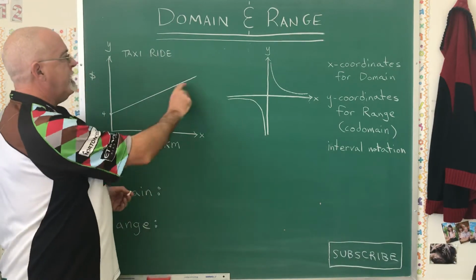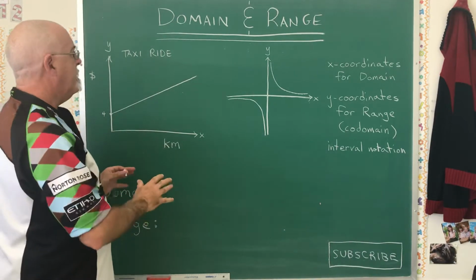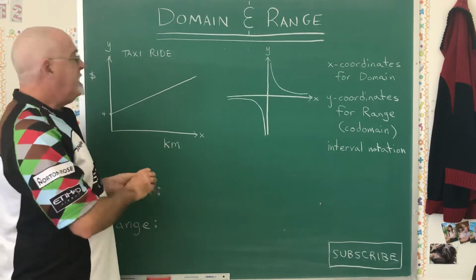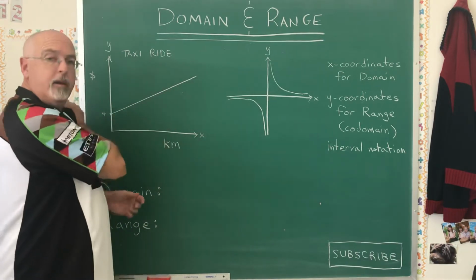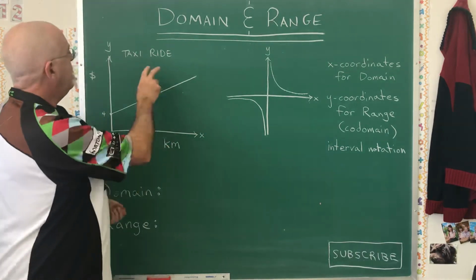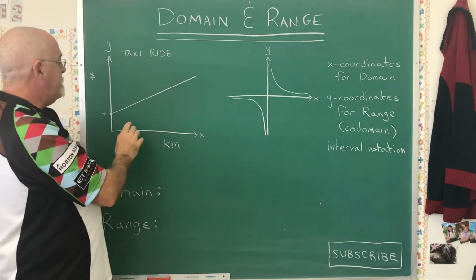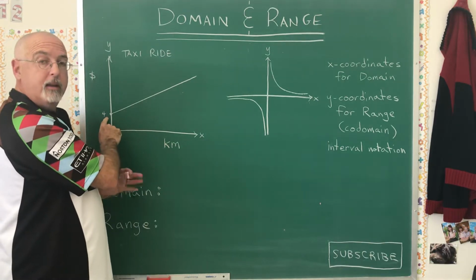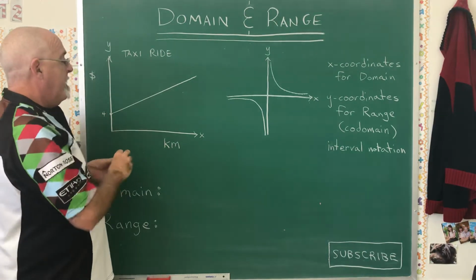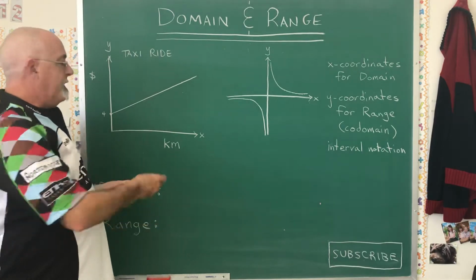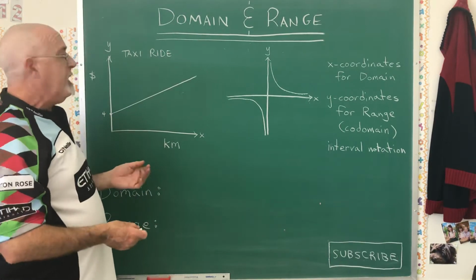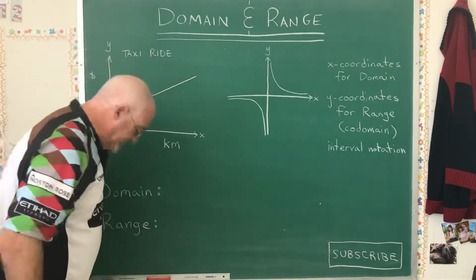In this straight line situation, the domain and the range could have been all real numbers if the line went forever in both directions. But because we have a taxi ride situation where we pay $4 to get into the taxi, this situation doesn't allow for a negative number of kilometers or a negative number of dollars either. So our domain and range are a little different.